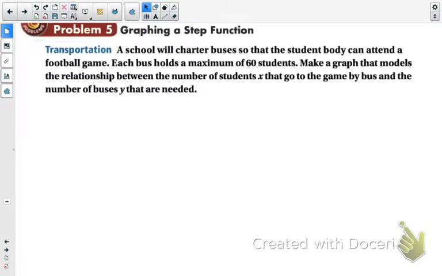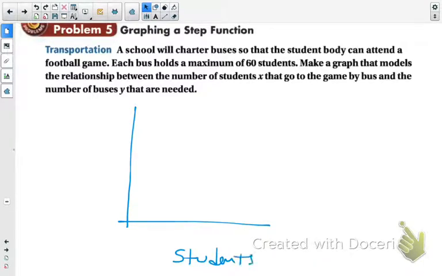Okay, so a school will charter buses so that the student body can attend a football game. Each bus holds a maximum of 60 students. Make a graph that models the relationship between the number of students, X, that go to the game by bus and the number of buses that are needed, Y. In this case I only need the positive quadrant because I'm not going to have negative students or negative buses. So this is going to be our students down here. This is going to be the amount of buses we need.